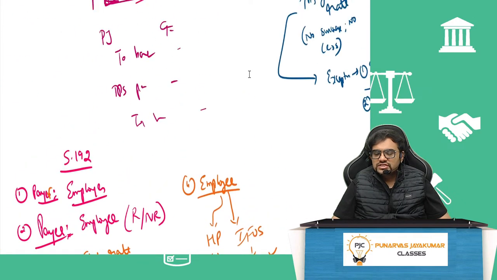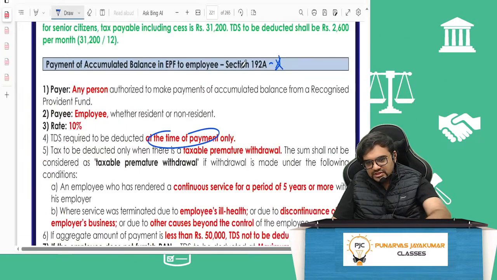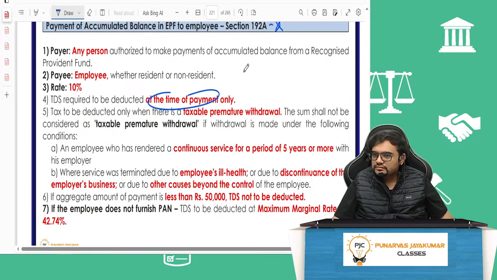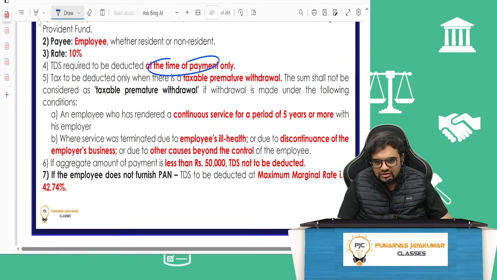Now, there is a general section. If you do not furnish your PAN, then the tax rate will be 20%. But one big exception is 192A. If the employee does not furnish the PAN, tax will be deducted at the maximum marginal rate, 42.74%.